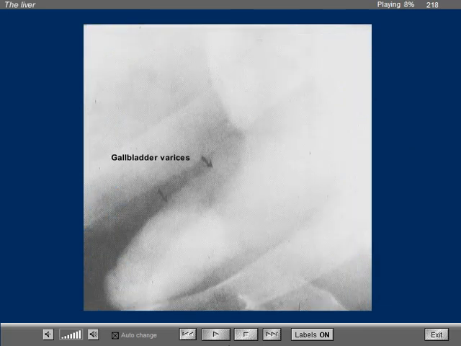Opacification of the gallbladder in this patient revealed fine filling defects in the wall of the gallbladder. The differential diagnosis would have to include hyperplastic cholecystosis, any type of polyposis of the gallbladder, less likely stones, and varices of the gallbladder. This patient had portal hypertension due to liver cirrhosis, so obviously the first diagnosis to entertain is of gallbladder varices.